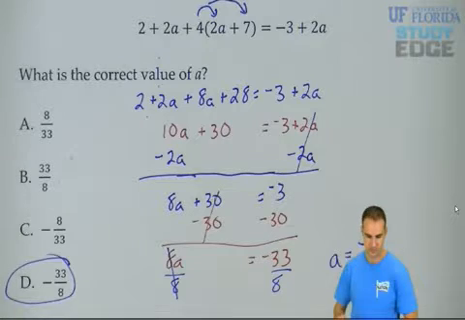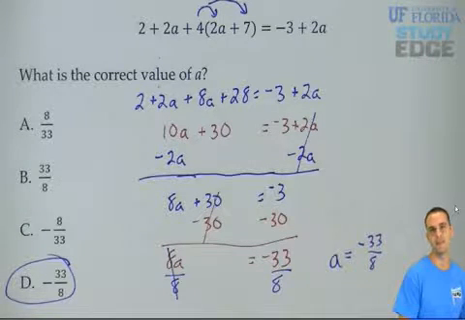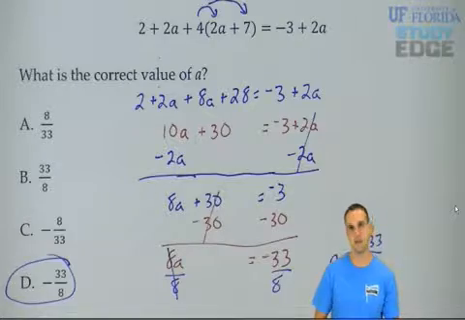One more to go. Oh, can you see it? A is negative 33 over 8. Sorry about that. I had to kind of knock myself out of the way.